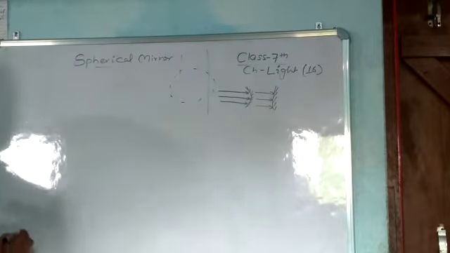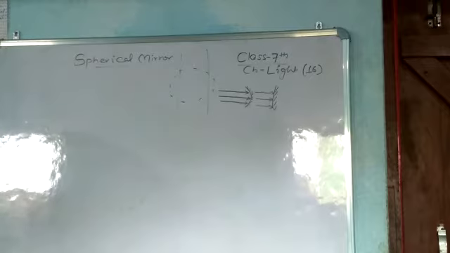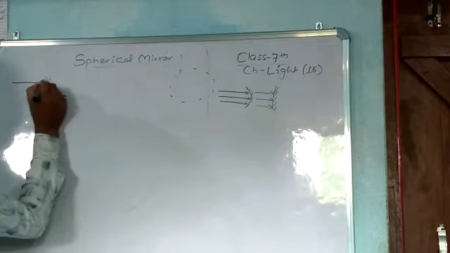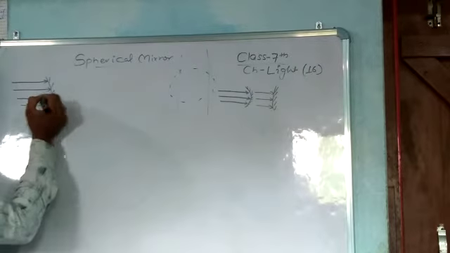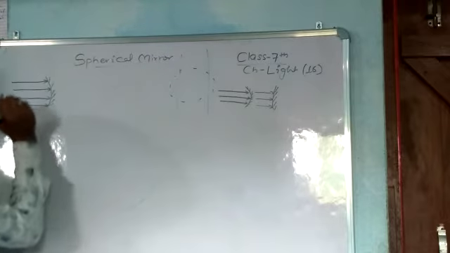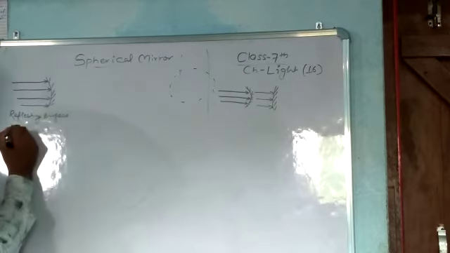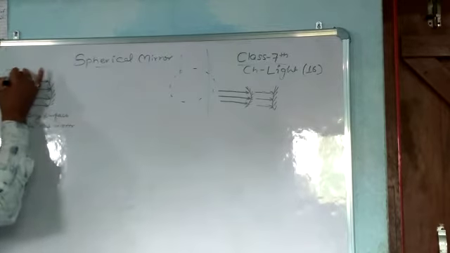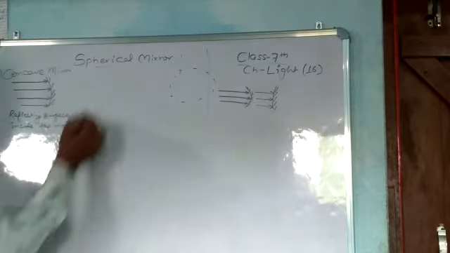So if the reflecting surface is on the inside of the mirror, then it's said to be a concave mirror. So it is the first part of the spherical mirror.